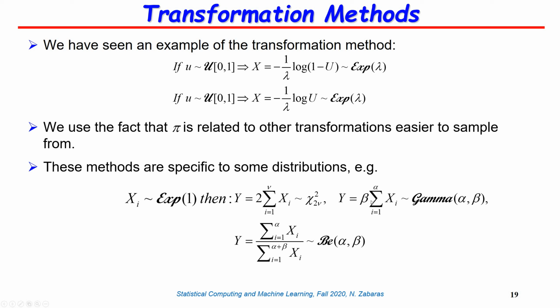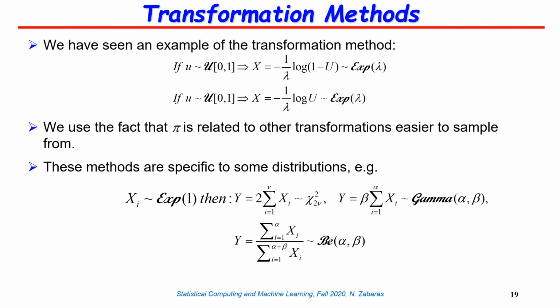Similarly, if you take this sum of xi's from i=1 to alpha, assuming alpha is an integer, times beta, then you do get samples from the gamma distribution with parameters a and b. And if you take the ratio of these two summations, then you get a sample from the beta distribution with parameters a and b. So effectively, we can go all the way from samples from the uniform distribution to samples from the exponential distribution, and from there we can generate samples from the chi-square distribution, the gamma distribution, and the beta distribution.